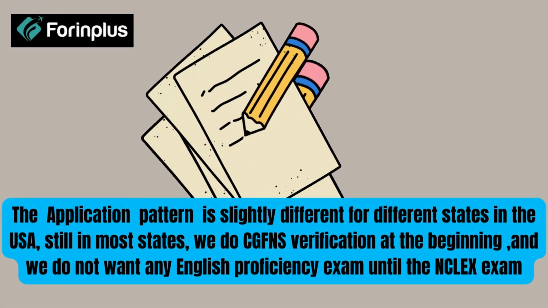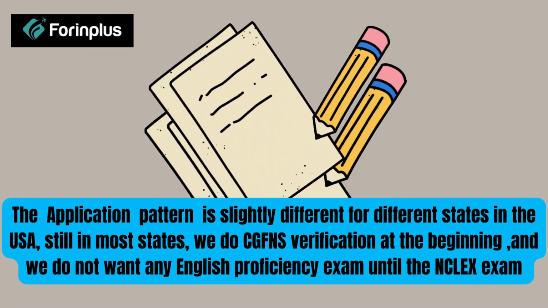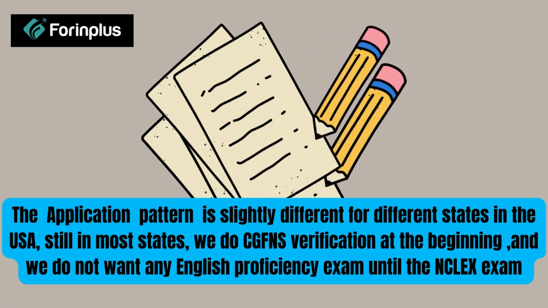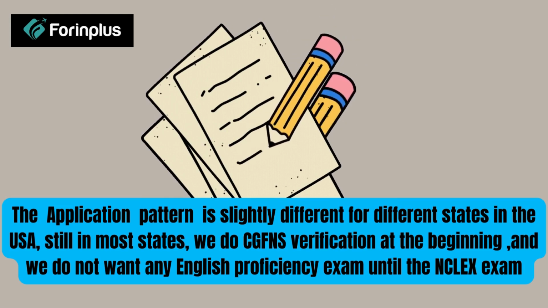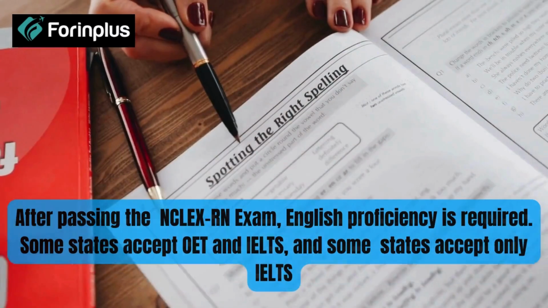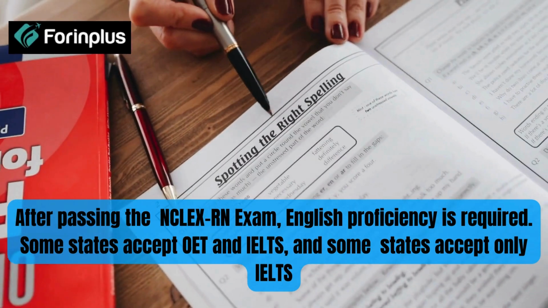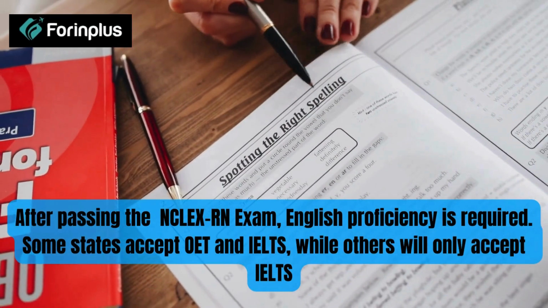The application pattern is slightly different for different states in the USA. Still, in most states, we do CGFNS verification at the beginning, and we do not want any English proficiency exam until the NCLEX exam. After passing the NCLEX RN exam, English proficiency is required. Some states accept OET and IELTS, while others will only accept IELTS.